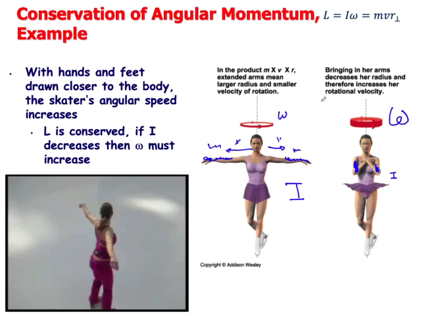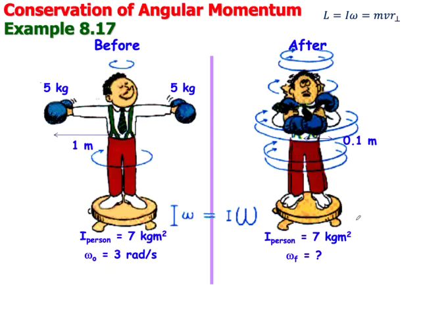Just like before, when we did regular momentum, you've got a before and after picture. The angular momentum beforehand, big I, small omega, has to equal the angular momentum afterwards, small I, big omega. All right. Let's try an actual problem on it.